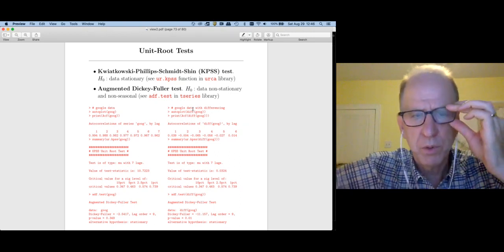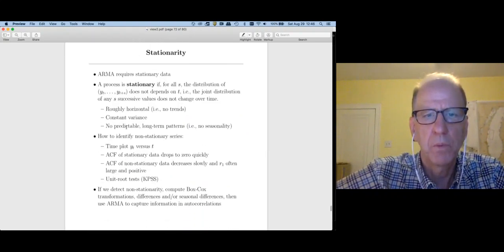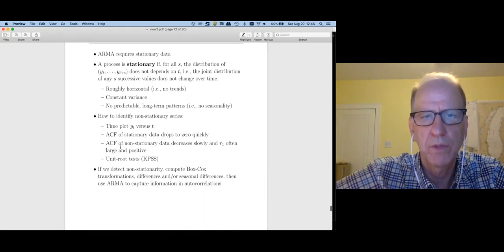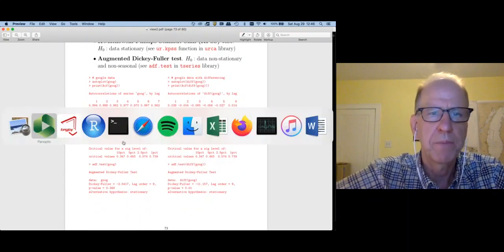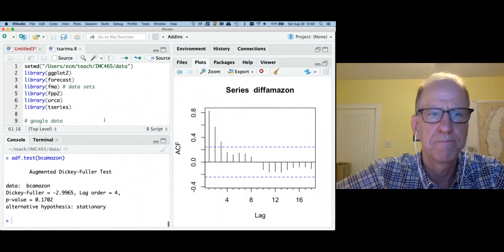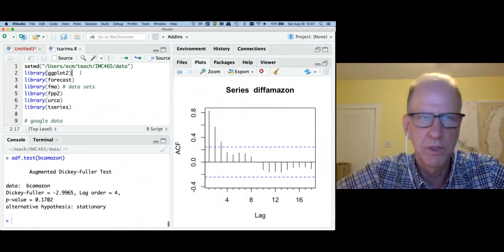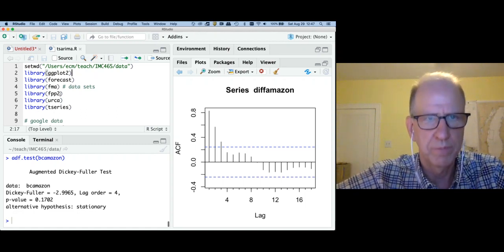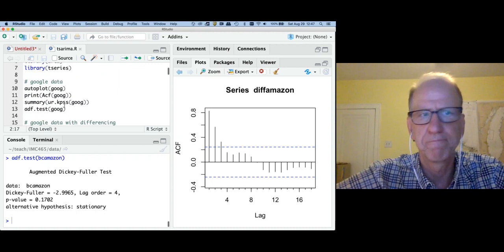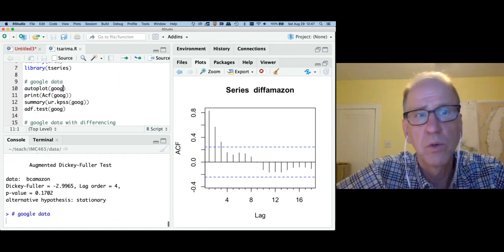Let's go through a very simple example. We're going to go through all four of these diagnostics. You've got my code here, but I think it might be better to do it live. I did not put all the library calls in, but make sure you've loaded all of these libraries before you do anything. Let's go back to a data set we used in week 1, which was the Google stock price data.